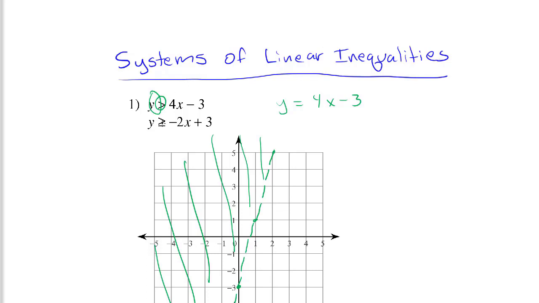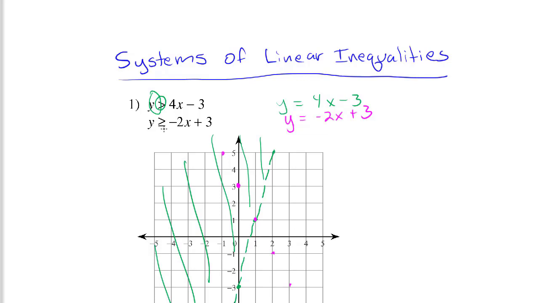Let's try the second inequality. Y is greater than or equal to negative 2x plus 3. So again, I'm going to graph the line as though it were an equation, because I know how to do that and visualize it fairly easily. Y equals minus 2x plus 3. That will have a y-intercept of plus 3, and it's going to have a negative slope. So if I go over 1 in x, I'm going to go down 2 in y, and vice versa, and I can keep plotting those points out.